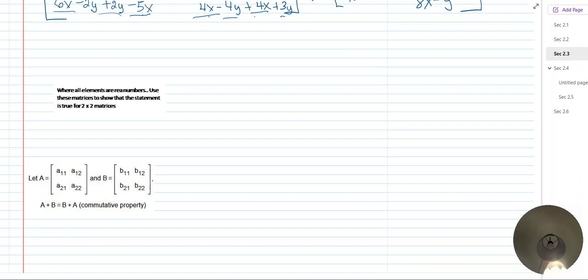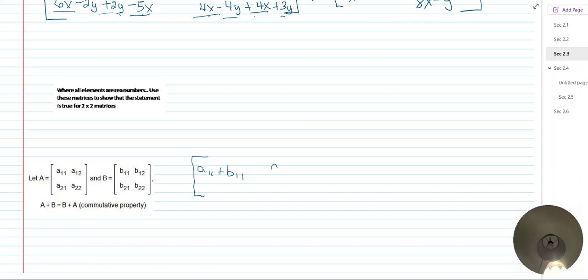the matrices to show that the statement is true for 2 by 2 matrices. All right, and we're proving the commutative property. So we're saying A plus B. If I have A plus B, I'm going to have A, 1, 1, first row, first element, plus B, 1, 1.